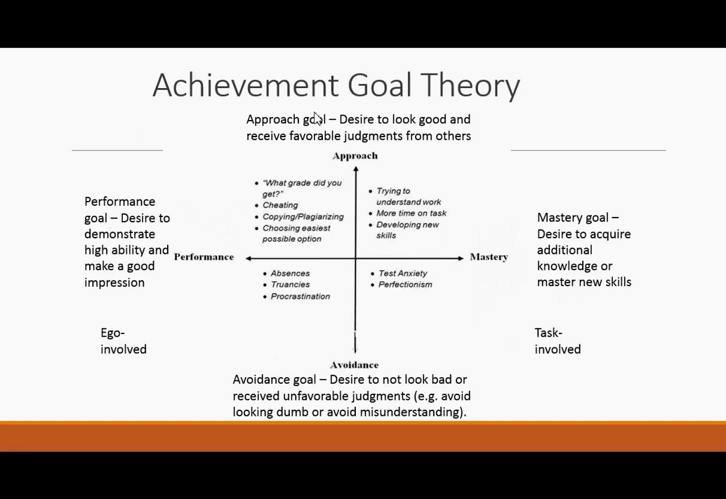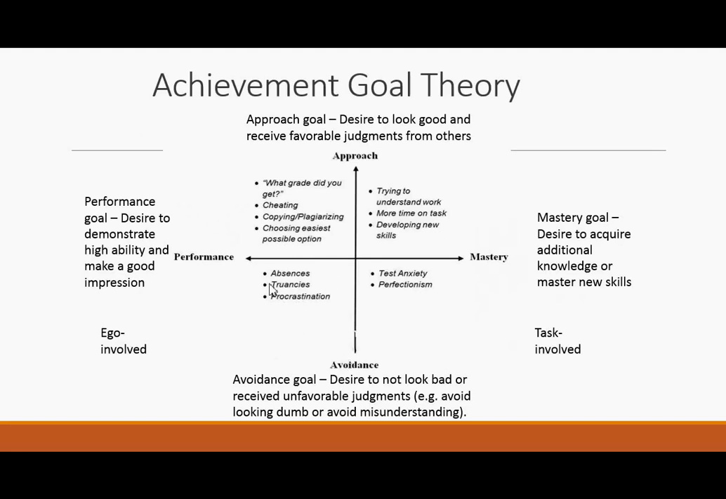If it's performance and approach, we're going to ask, what grade did you get? Is there cheating involved, copying, plagiarism? Because you just want to look good. You just want to demonstrate high ability and look good to other people, get favorable judgments. You're likely to cheat, copy, plagiarize, choose the easiest possible option. This is possibly the worst quadrant.